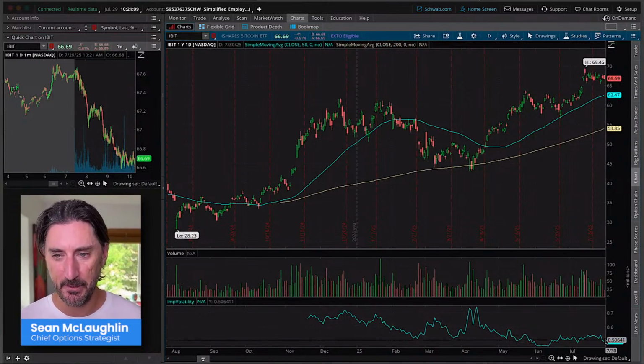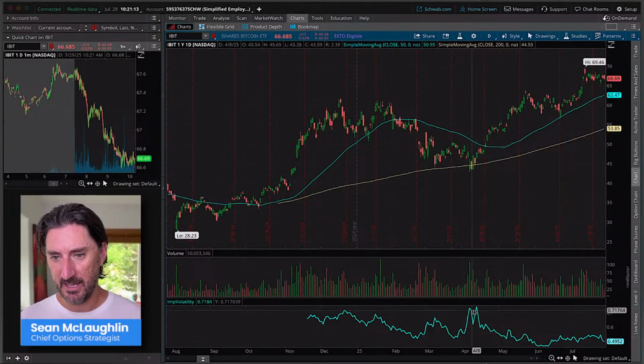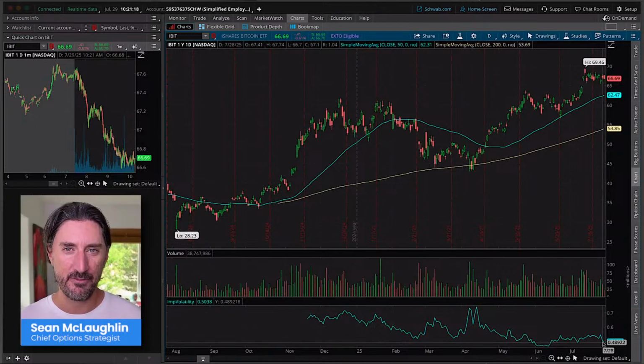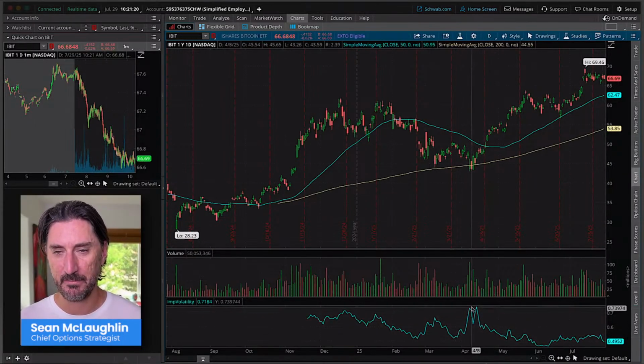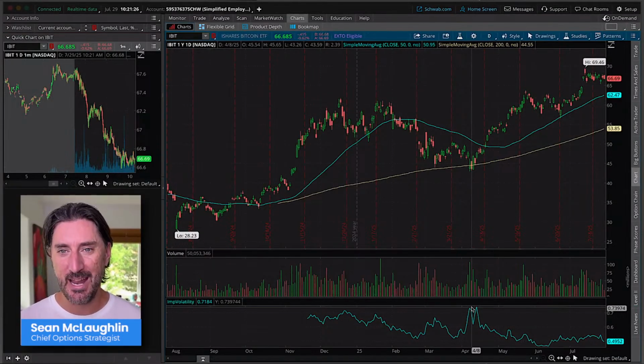The options are getting cheaper and cheaper as they are. I would much rather do a strangle when volatility is up here at the higher end of the range because I'm going to get a lot more premium. This trade that I'm putting on right now for $1.66, back in April I could have probably put a similar trade on for $3. A lot more premium, which gives me a lot more room for error.